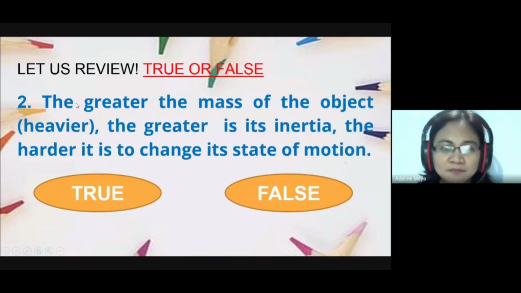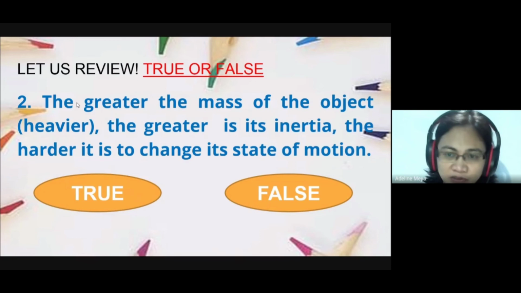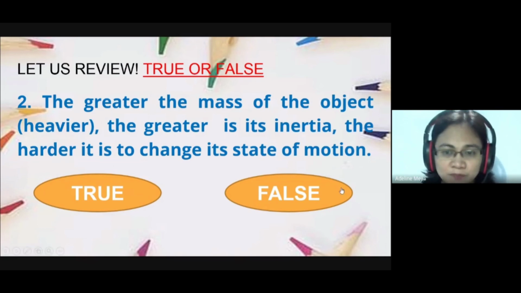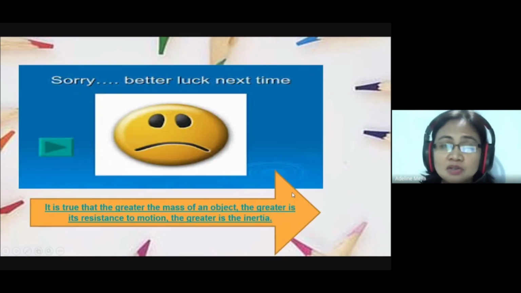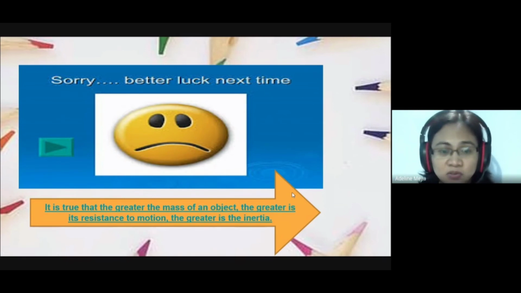For the second one, the greater the mass of the object, or the heavier the mass, the greater is its inertia. The harder it is to change its state of motion. You answered false. Let's check if your answer is correct. Sorry, your answer is incorrect because it is true that the greater the mass of an object, or the heavier the object is, the greater is its resistance to motion. Therefore, the greater is its inertia.